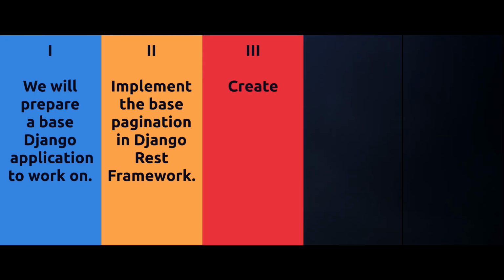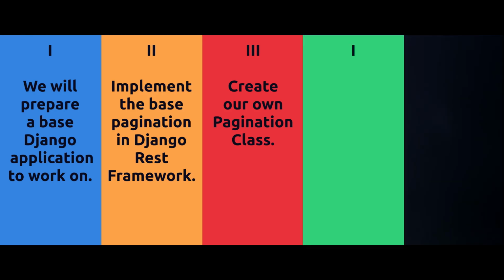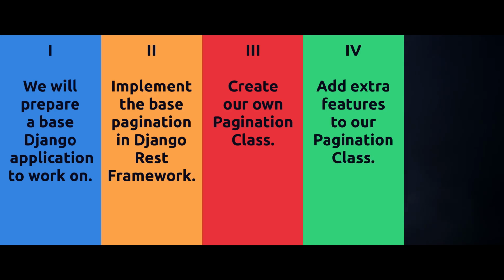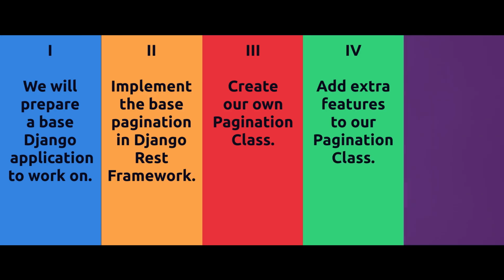The tutorial is divided into 5 parts. In the first one, we will prepare a base Django application to work on. In the next part, I will show you how to implement the base pagination in Django Rest Framework. In part 3, we'll create our own pagination class to use. In part 4, we'll add extra functionality, extending the functionality of the pagination class. Code cleanup and a brief summary is the 5th part.